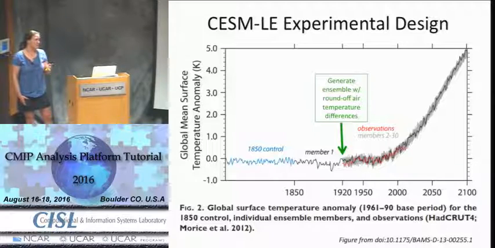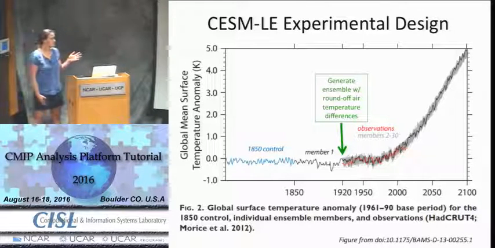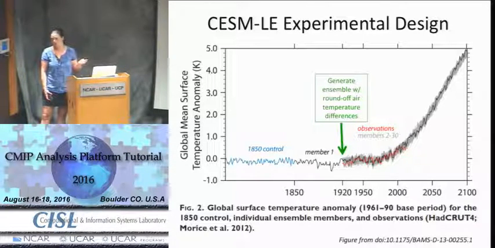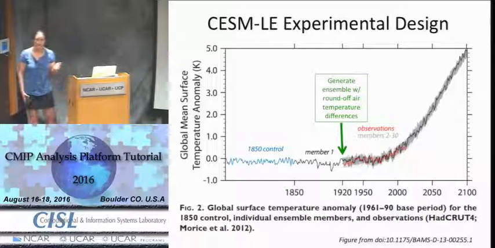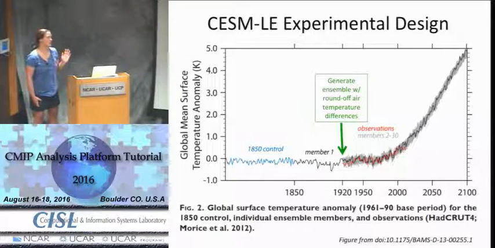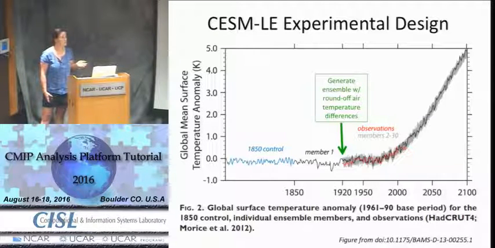We started in 1920 and not in 1850 because, as you can see, from 1850 to 1920, not that much happens. And we don't have a ton of data there. And this is a big data project. There's a lot of output that's being generated from this, a lot of daily fields. So we wanted to put our resources where we thought they would be most used. So we started in 1920.